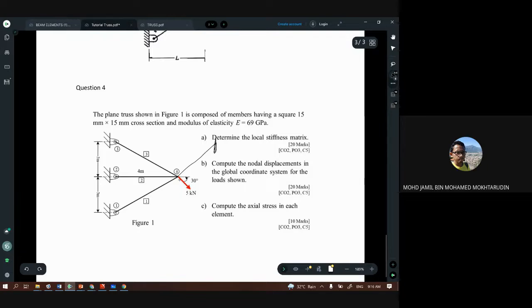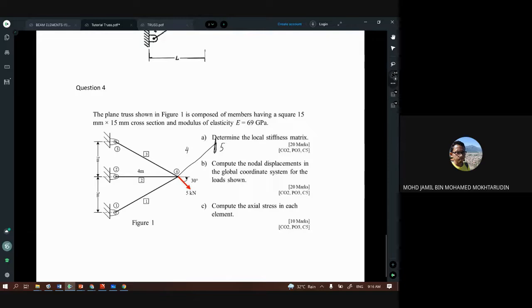So what happens if you add one more element here? Number 5, and this is element number 4. What happens if you add this element at node number 4 here? What happens to the global stiffness matrix, and what happens to the local stiffness matrix for the other existing elements? So can you think about that?